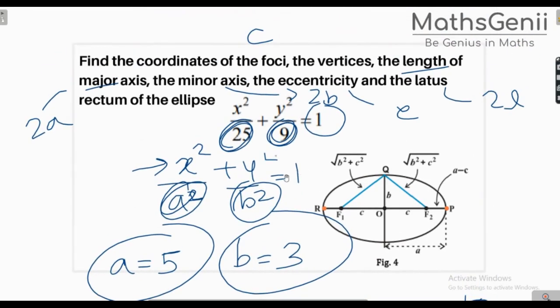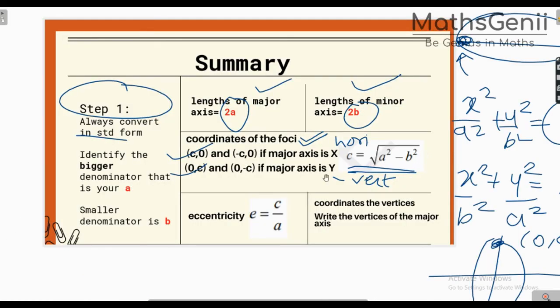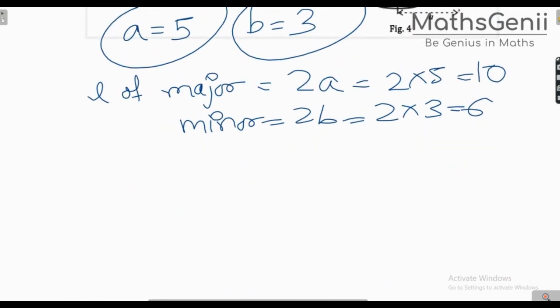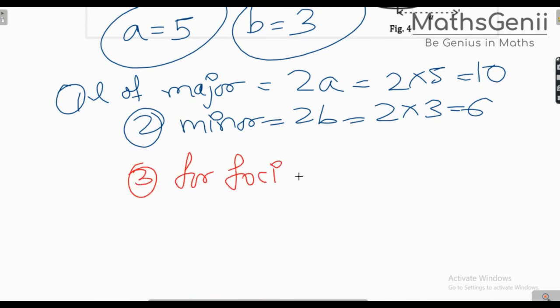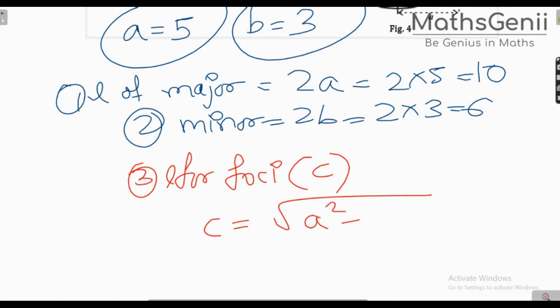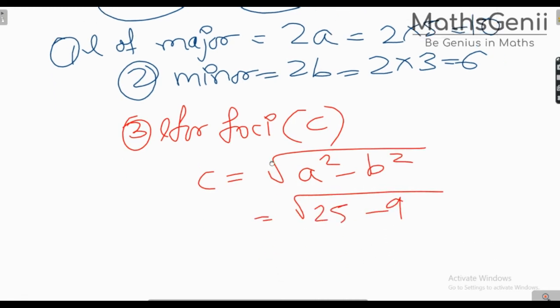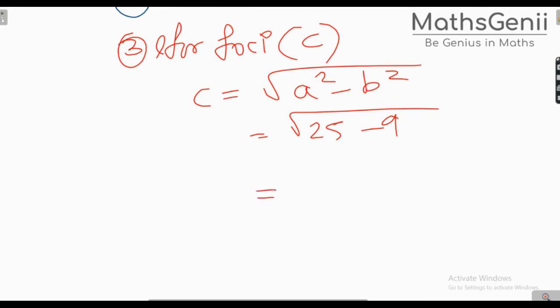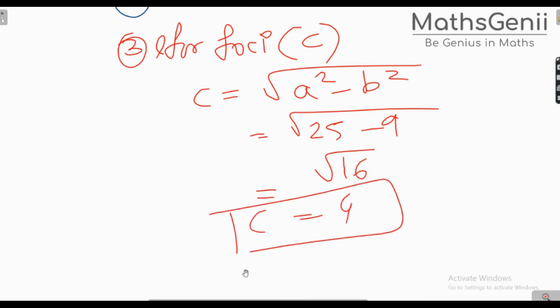Next, what is he asking me to find? Coordinates of foci, means C. What is the formula of C? Root of A square minus B square. So this is your 1, this is your 2. Then for foci, which is C, C is equal to root of A square minus B square. Your A was 5 and B was 3. So A square means 25, B square means 9. So 25 minus 9 will give you 16, and root of 16 is 4. So C is 4.